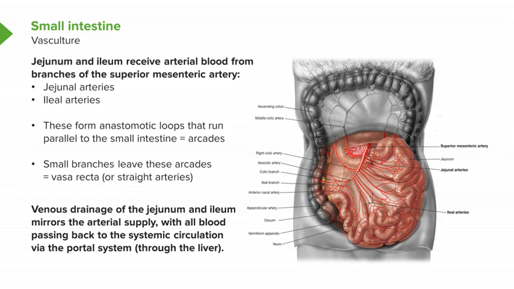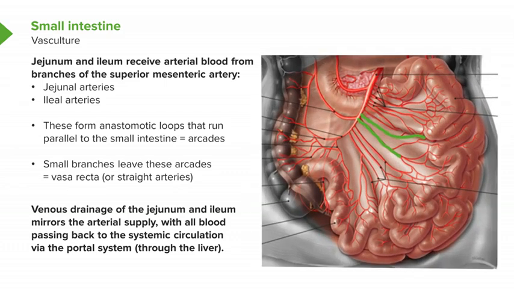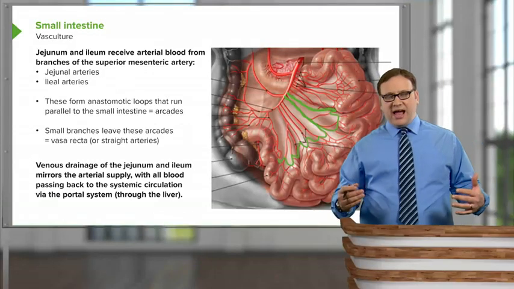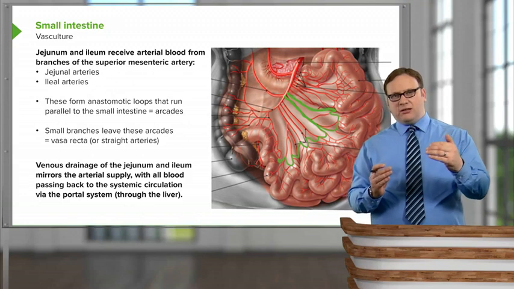And these are known as arterial arcades. We can see some in the diagram. They're running up towards, and then you have these loops, these arcades, which are running parallel to the small intestines. And then, now you've got these arcades running parallel to the jejunum and the ileum.